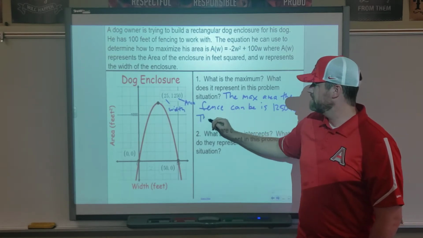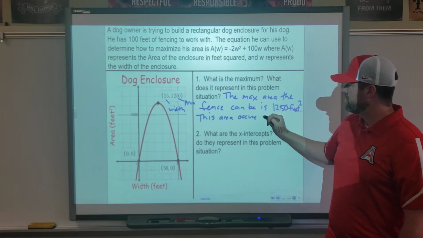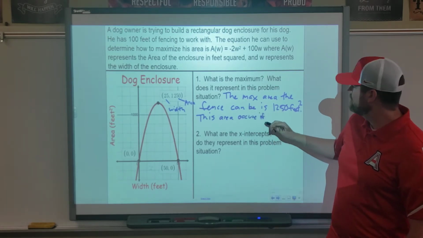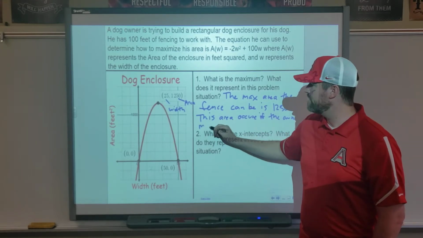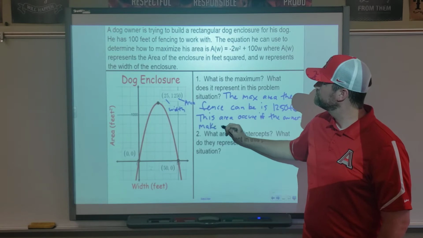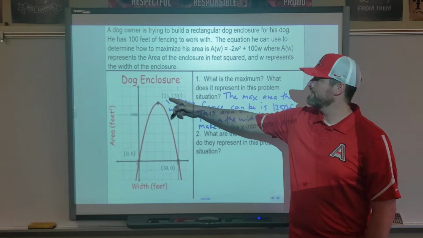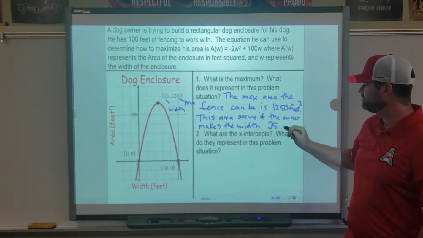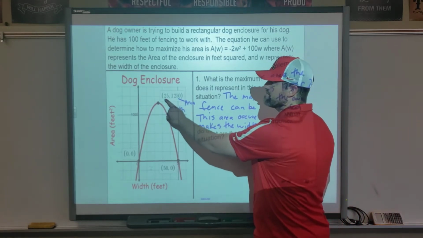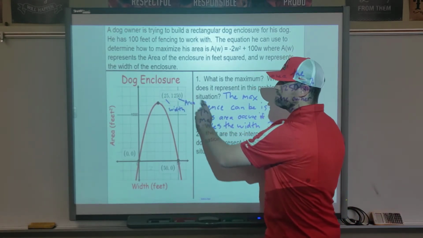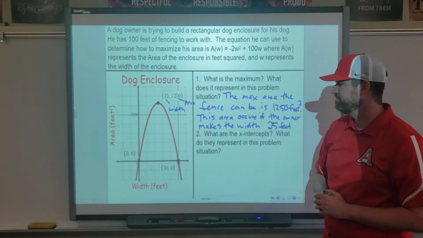The other part, though, is the 25. So this area occurs if the owner makes the width of his fence or enclosure 25 feet. So again, another way to say that is if he makes the width of his fence 25 feet, he will have a maximum area of 1,250, which is the biggest he can make his pen.